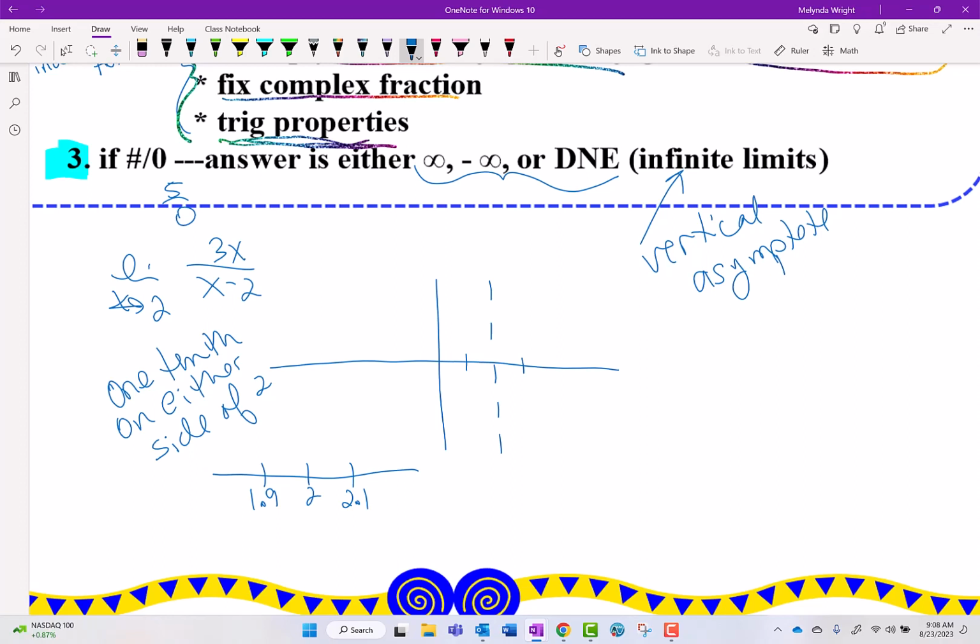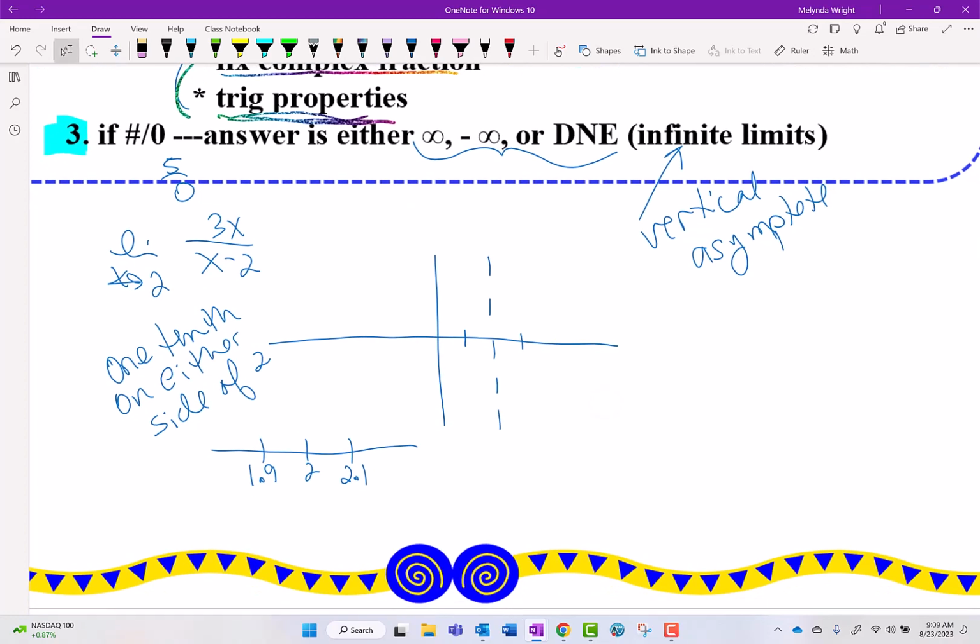For it to be a hole, I would have had to have an x minus 2 in the numerator, and they would have had to cross out. Crossing out gives a hole. I didn't have an x minus 2 up here to cross out. If you simplify and cross out, you get holes. That's correct, but I didn't cross out anything, so it's basically going to be a vertical asymptote.